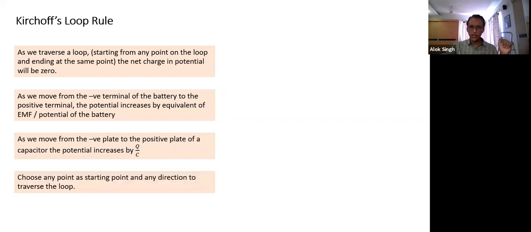We can choose any starting point and any direction. We can go in the clockwise direction. We can go in the anti-clockwise direction. To apply Kirchhoff's loop rule, all we need to do is start from a point and end at the same point. It can be anywhere on the loop, and it can be any direction, clockwise or anti-clockwise.